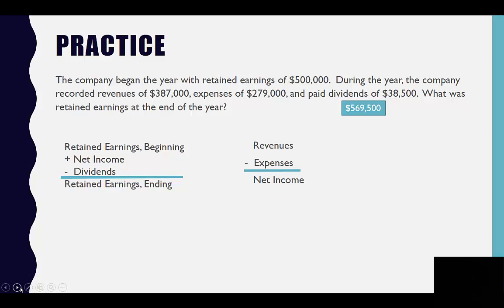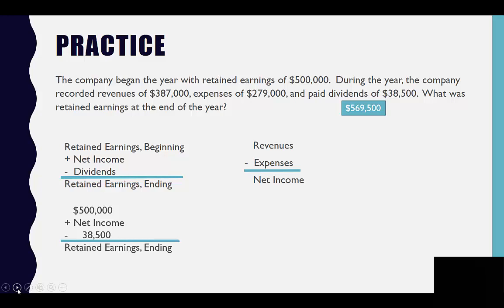Well, we know we're looking for retained earnings, so let's start with filling in what we know on the retained earnings statement. Okay, we know that retained earnings at the beginning of the year was $500,000. We don't know what net income was, they don't give us that. But we do know that dividends were $38,500. Okay, we still don't know what retained earnings at the end of the period was. We need to find out what net income was to solve this problem.